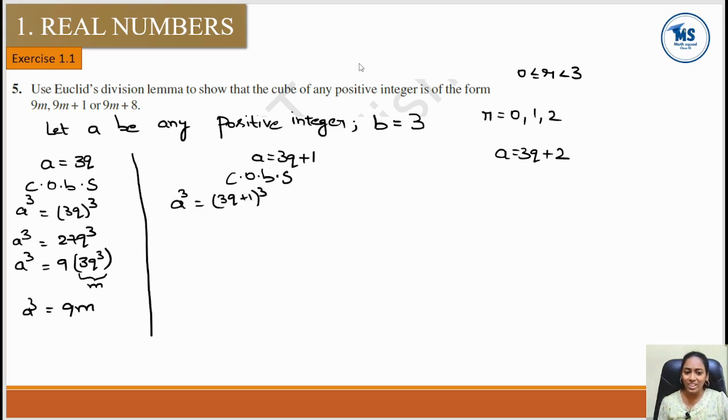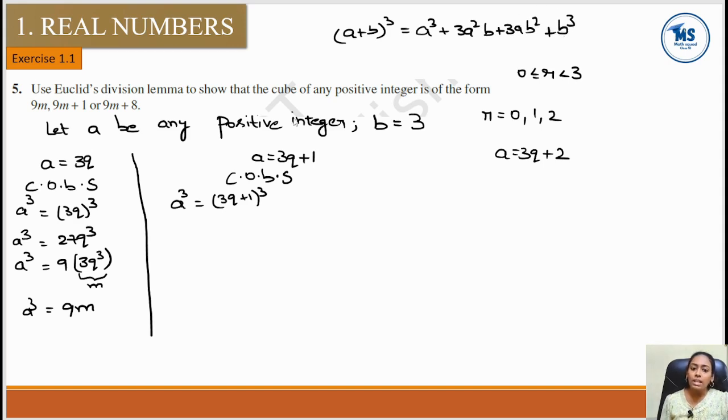Now cubing on both sides here, a cube is equal to 3q plus 1 whole cube. We need to know this formula: a plus b whole cube. I hope you know this formula: a cube plus 3a square b plus 3ab square plus b cube. Let's apply it over here. A cube is equal to 3q whole cube plus 3 into 3q whole square into 1 plus 3 into 3q into 1 whole square plus 1 cube.